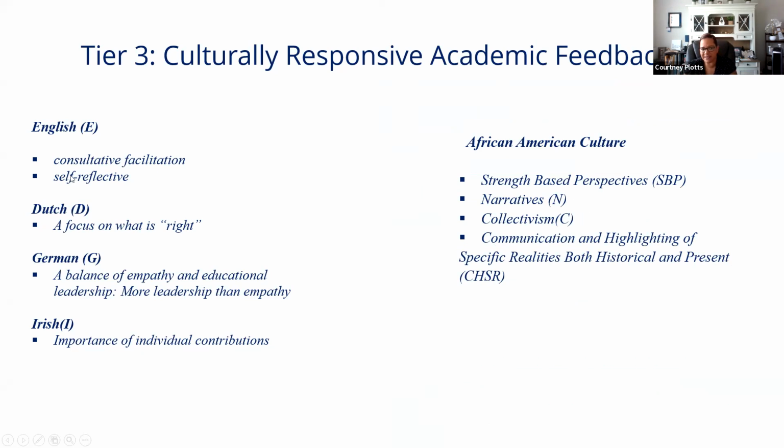And so again, it's the consultative facilitation. It's the self-reflection. I want you to reflect on all the wisdom I've imparted on you. The Dutch culture says there's a right answer and I want that right answer. The German culture, everybody's familiar with because it's the sandwich method. It's the balance of empathy and leadership.